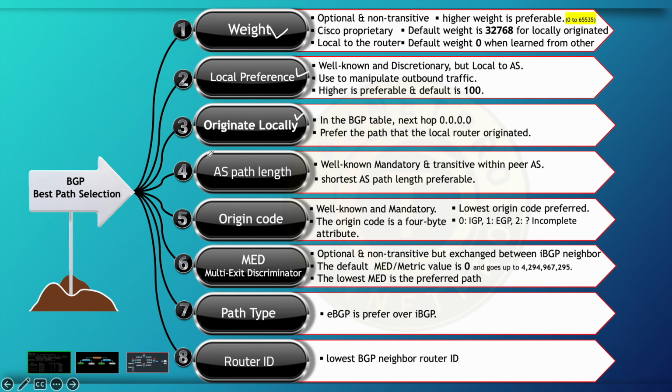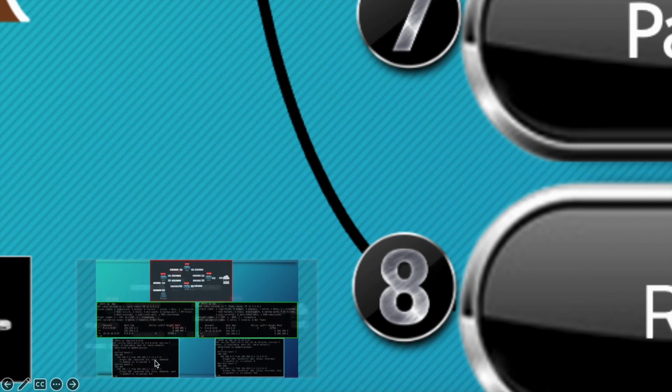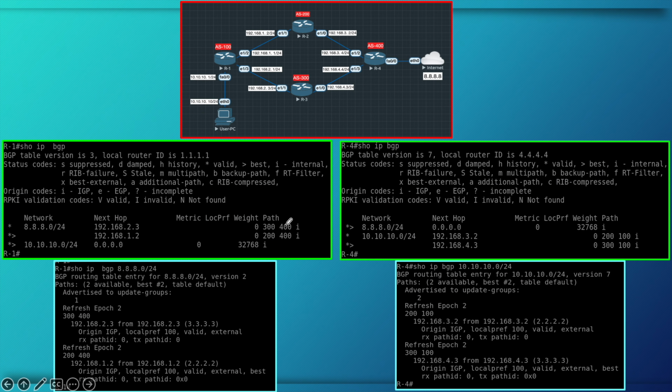Hope you understand. Now second comes the AS path length, which is very important. What is the length, and where will it be mentioned? Under the path, right here. Both paths are equal: the first path has two ASes, 300 and 400, and the second path is 200 400. So both paths are equal in length, and again it's a tie.